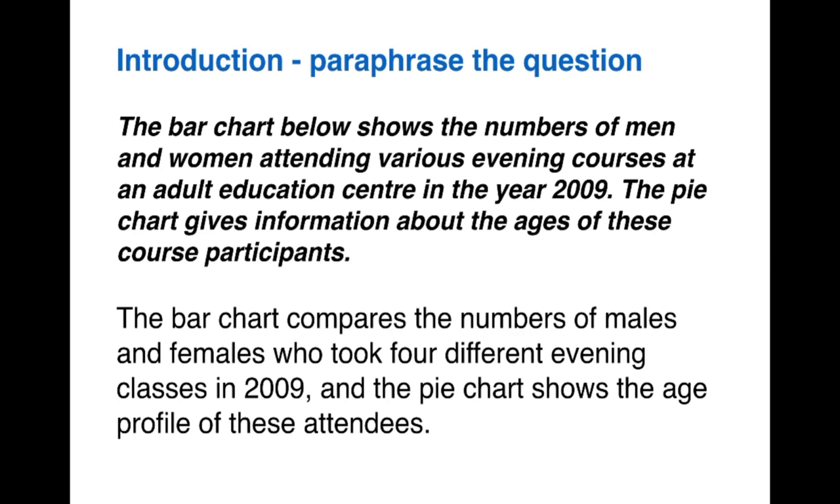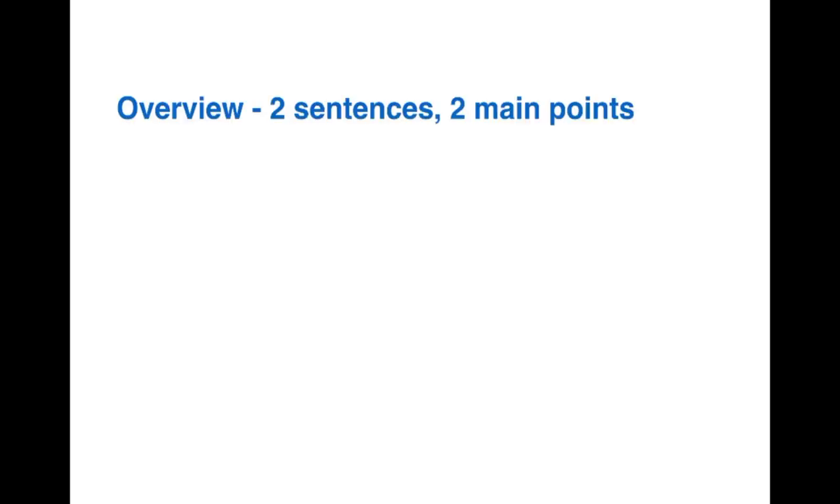That's the full introduction finished then. The bar chart compares the numbers of males and females who took 4 different evening classes in 2009, and the pie chart shows the age profile of these attendees. On to the overview now. 2 sentences, 2 main points, and as I said earlier, we just need 1 sentence for each chart.